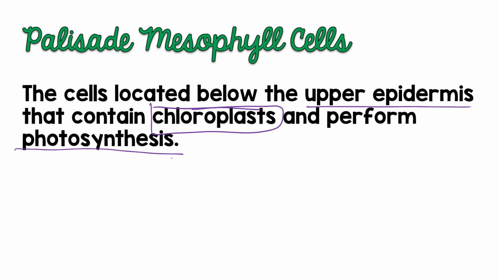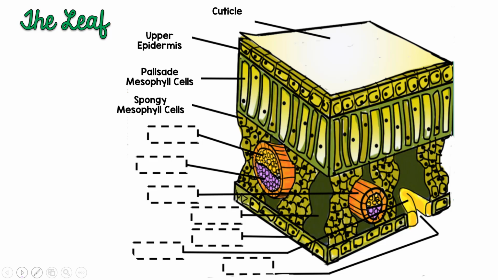If you need to pause, do that now. If not, let's continue on. The next layer of the leaf is called the spongy mesophyll cells. Think of meso as being like in the middle. So the palisade and the spongy cells are the ones that make up the middle of our leaf.